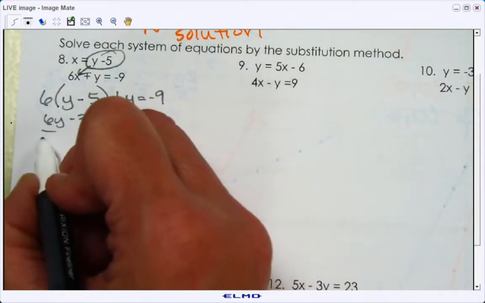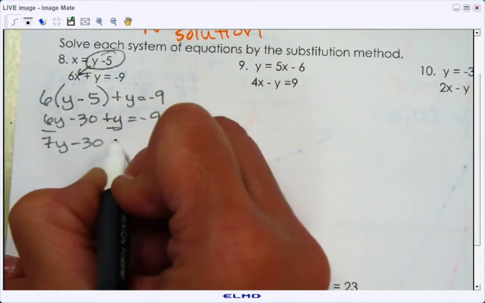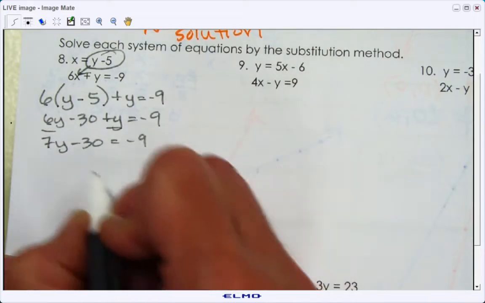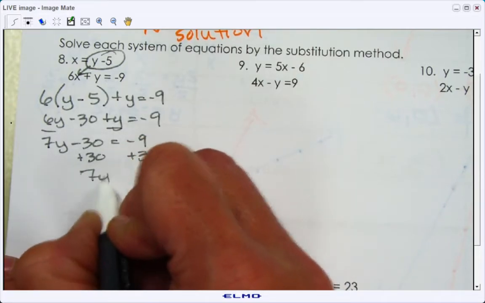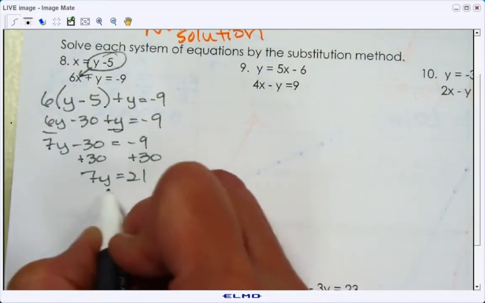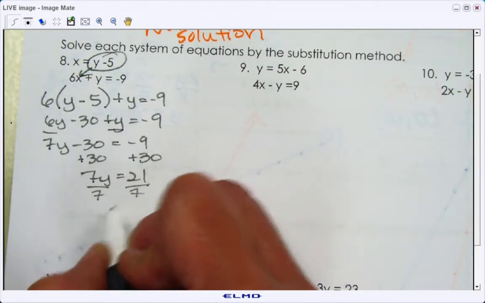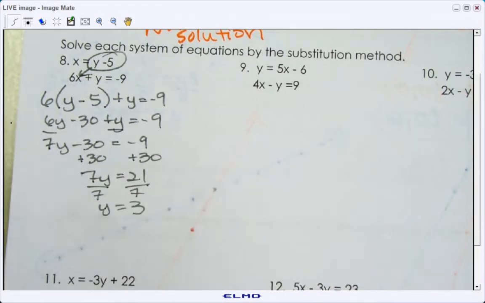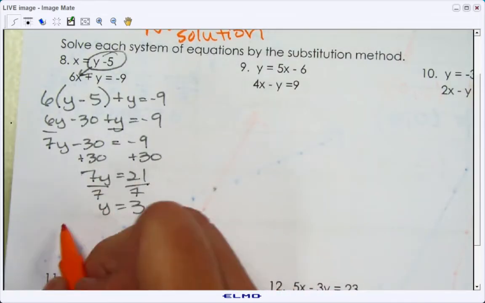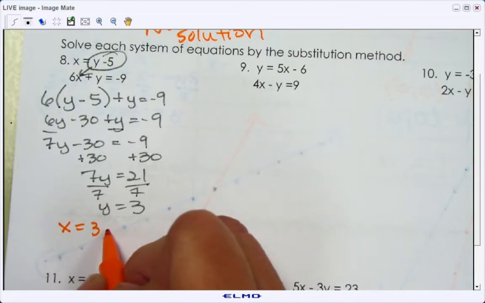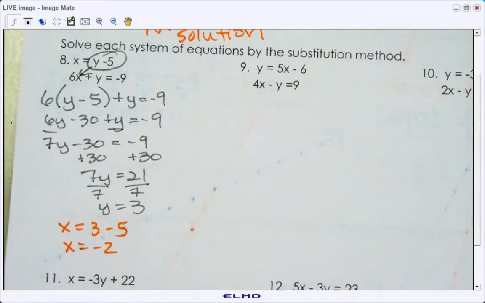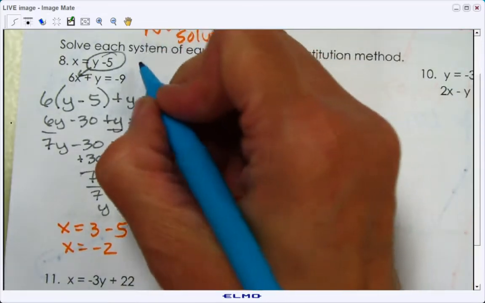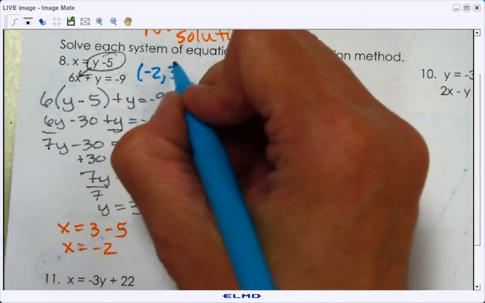I combine like terms, so that's 7y minus 30 equals negative 9. I add 30 to both sides. I get 7y equals 21. I divide by that 7 and get 3. So now I take that 3 and I plug it in. So x equals 3 minus 5, so x equals negative 2. So my solution is negative 2, 3.